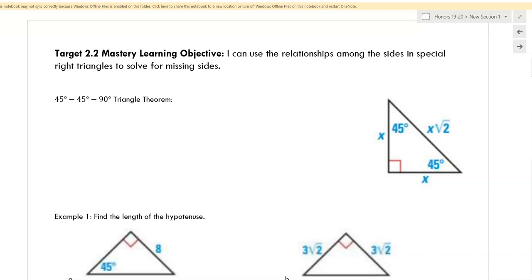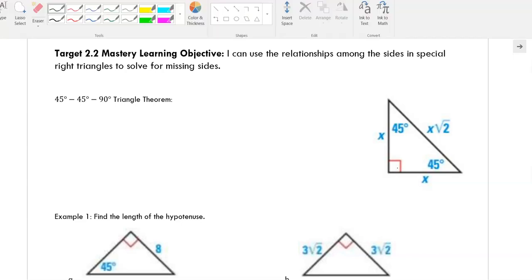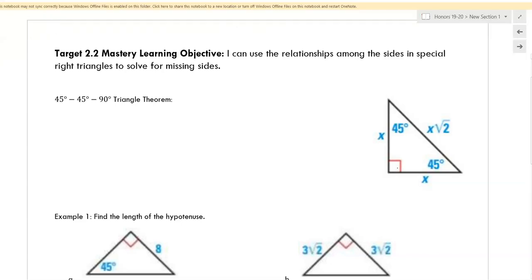So if I have two 45-degree angles and one 90-degree angle, they're always going to have this type of relationship between the sides. Instead of X, I like to use A here. So if the two legs are length A, the hypotenuse is length A times square root 2.